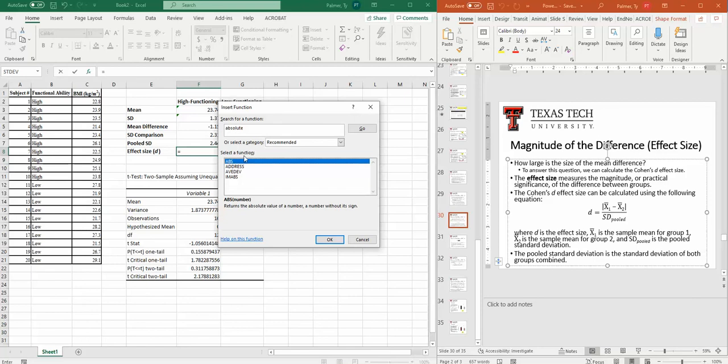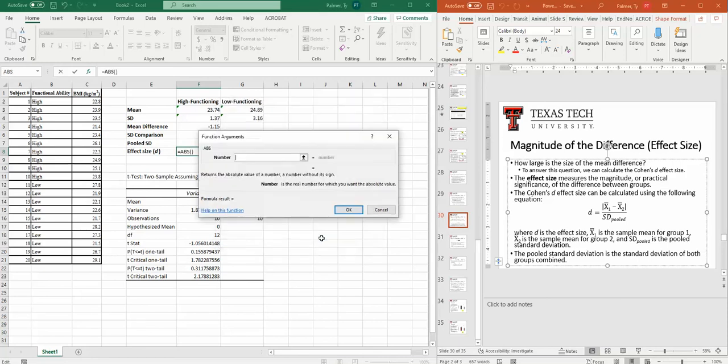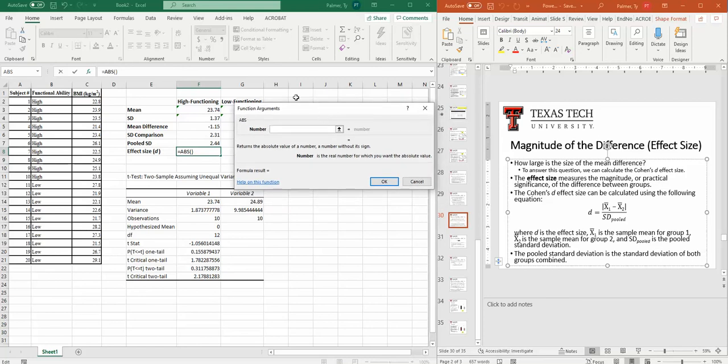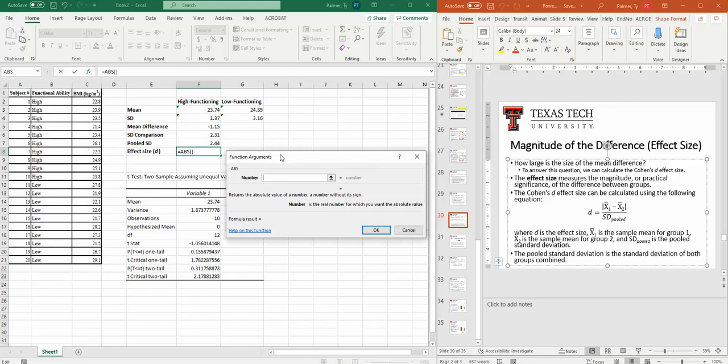Type in absolute like I've done, and it's this one right here. It's ABS, this first one listed, and it returns the absolute value of a number. So that's the one we want. ABS, that's the absolute value function in Excel. So highlight it and then click OK. That selects the absolute value function. Then what we're going to do, let me move this down just a tad bit so you can see, we're actually going to go up here next.